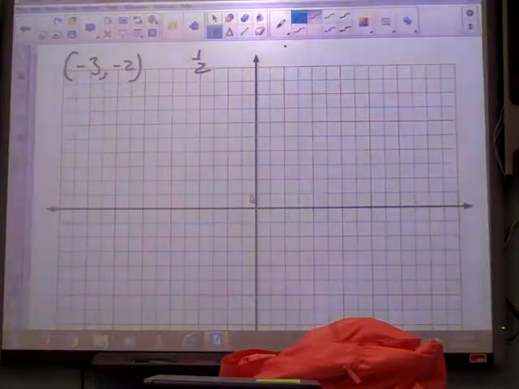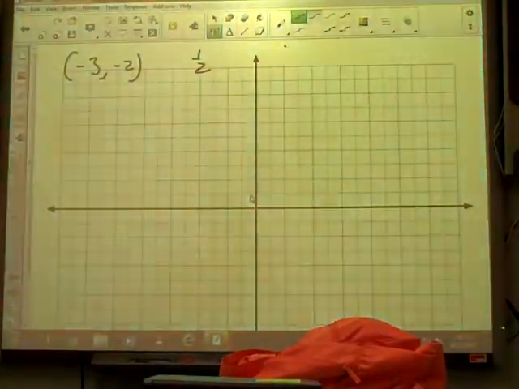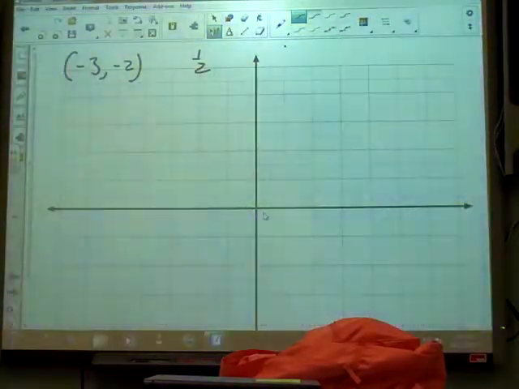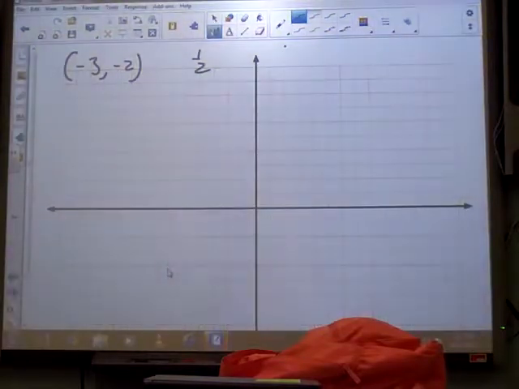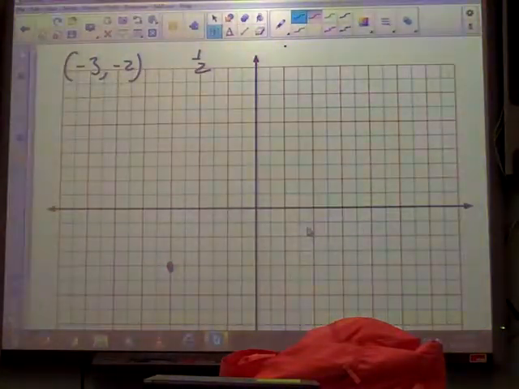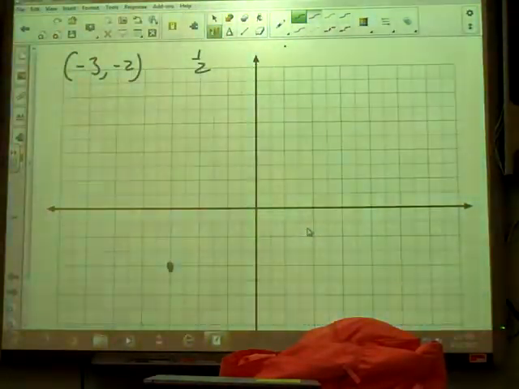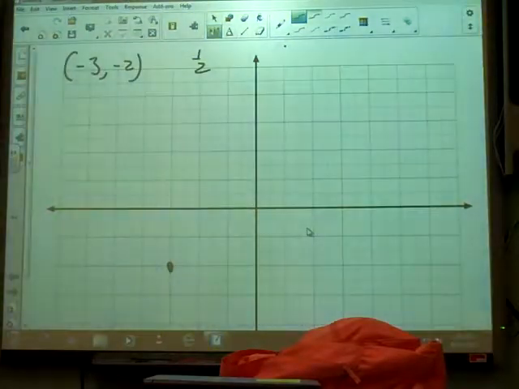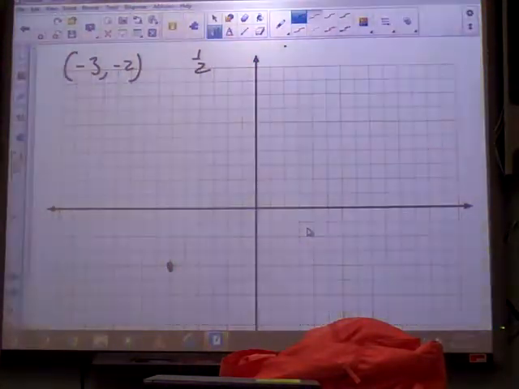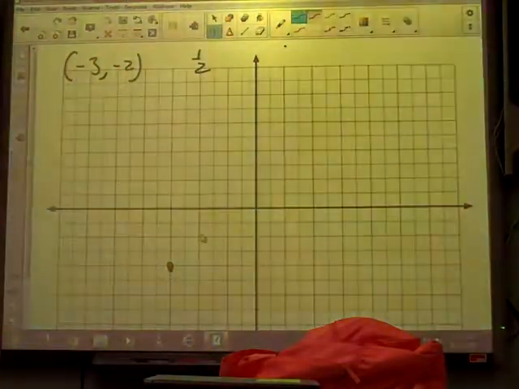Now I had to review with first period how to find that point. We're going to start at the origin. We're going to go left 3, down 2. 1, 2, 3, 1, 2. There's that point. This morning when we went to do the slope of 1/2, some people put their pencil back at the origin. No. Your slope of 1/2 goes from that point. That's why we found that point first. So from that point, that's rise over run. I'm going to rise 1, run 2.